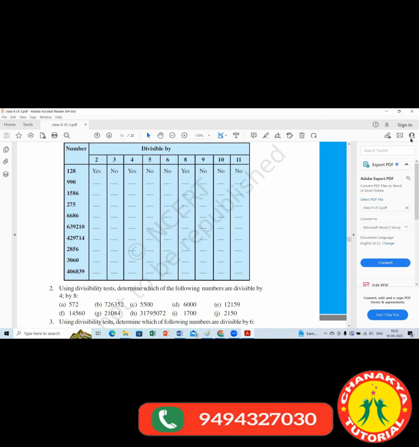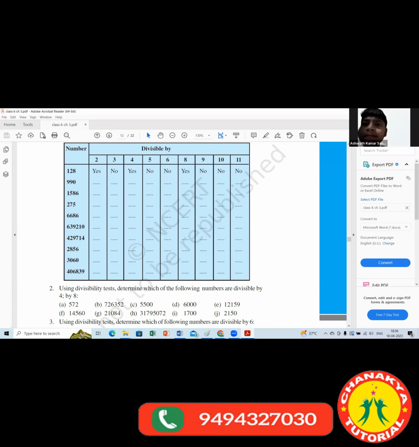Ma'am, the number, 2 and 3 are not there. No, ma'am. That's why 6 will also be false. Okay, then what about 8, 9 and 10? Ma'am, 8 also no. 8 also no. Then 9?